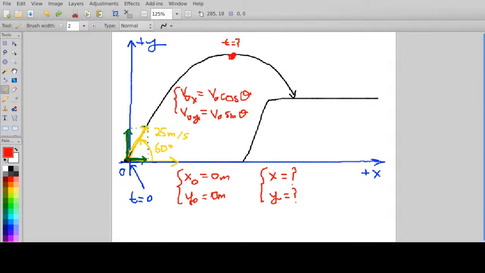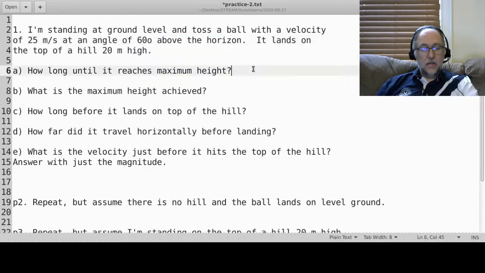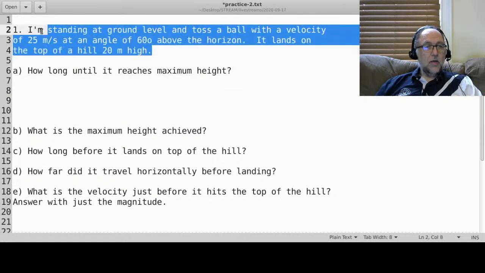Okay, so let me switch now to the other editor, or my text editor. And the first question is how long until it reaches maximum height. So not to go too fast, so I give you time to write this down.